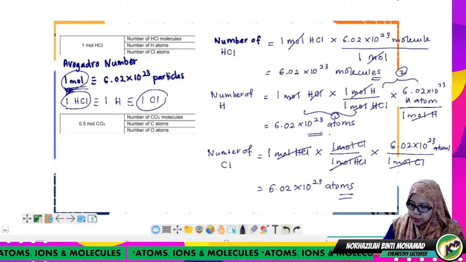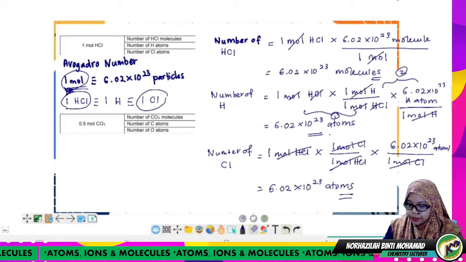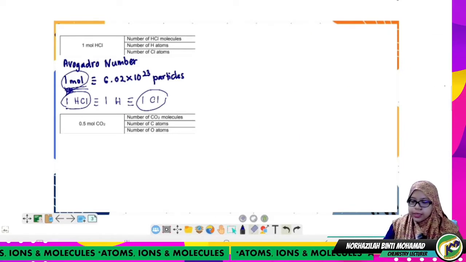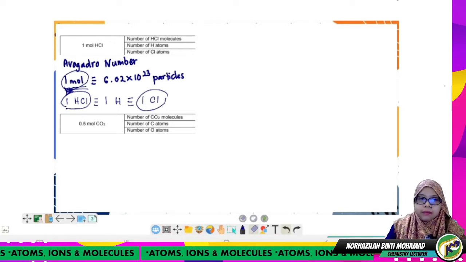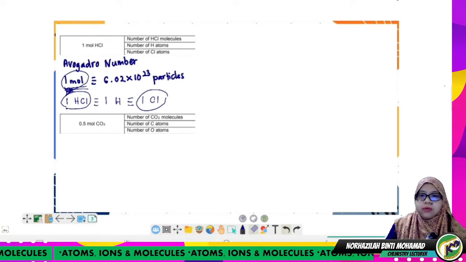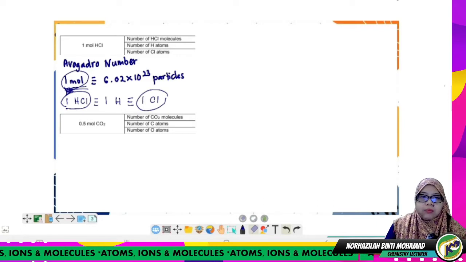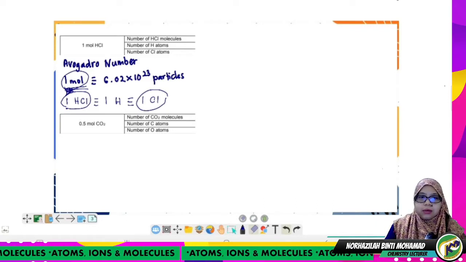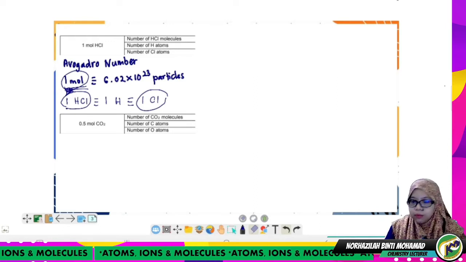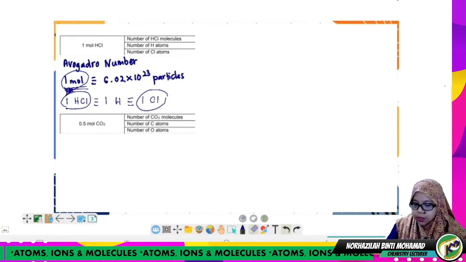So how about the second question? Let's look at the second example. We have 0.5 mole CO2. So how many CO2 molecules, carbon atoms, and oxygen atoms are in CO2? How do we calculate this one?